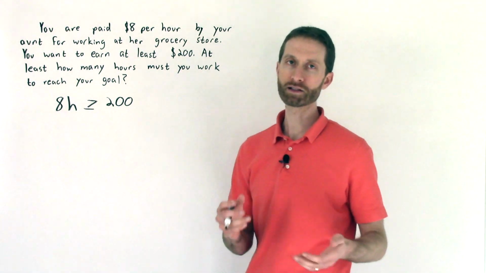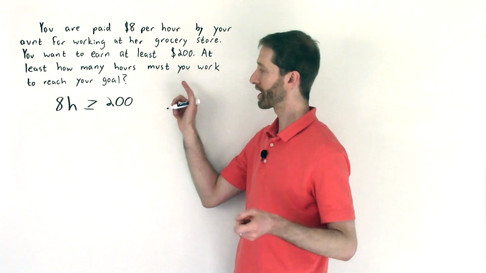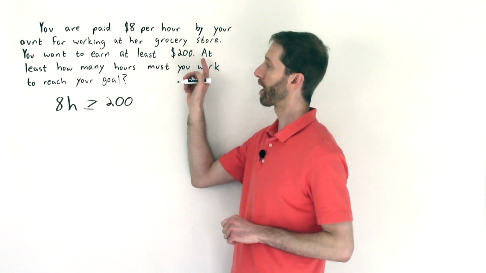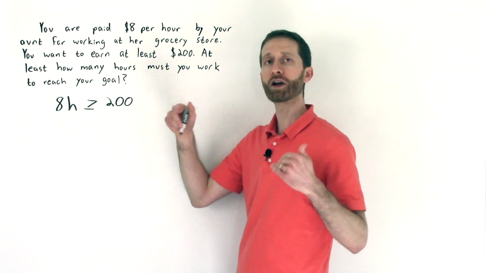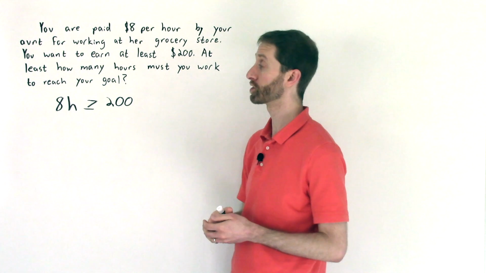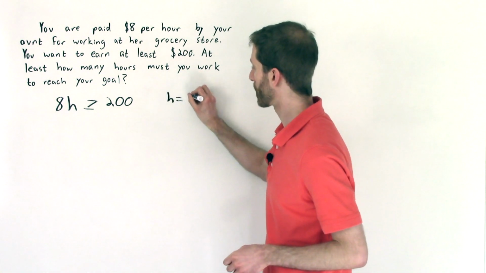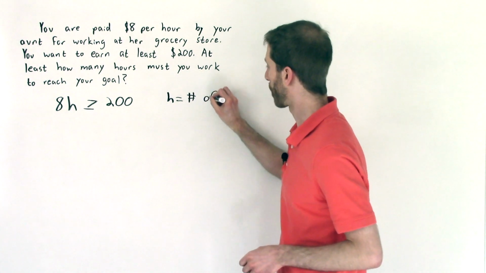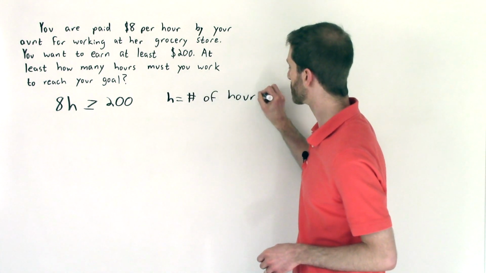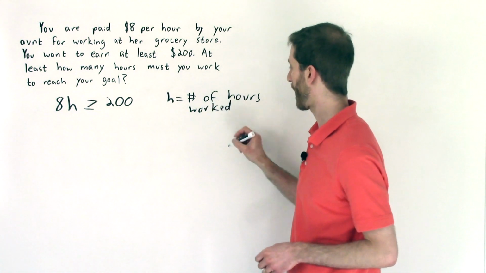Now, the one thing that I like to do in word problems is define my variable. And as I've said before, I'll say again in many, many videos with word problems, you often find how to define your variable from the question. So it says, at least how many hours must you work to reach your goal? So H equals, and I'll just put a number of hours worked. So be specific with your variable, number of hours worked.